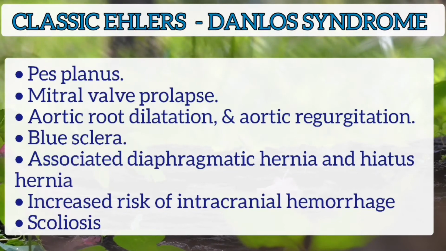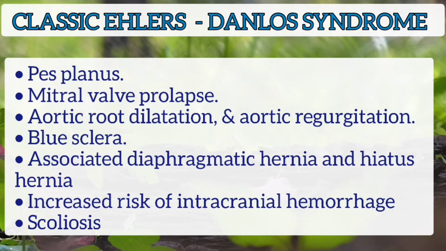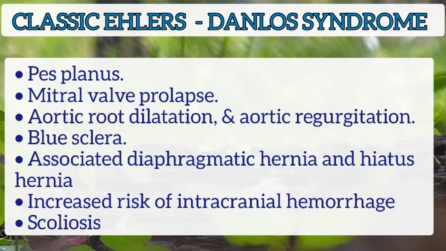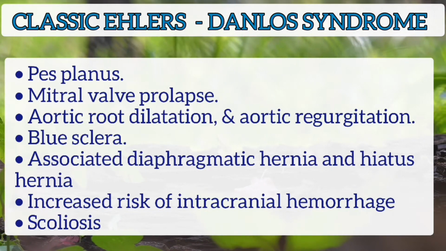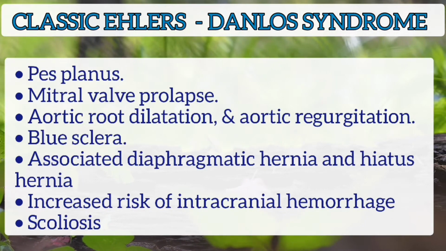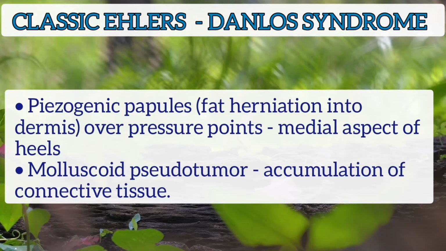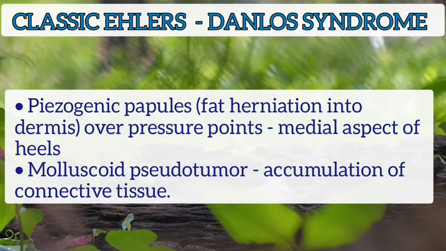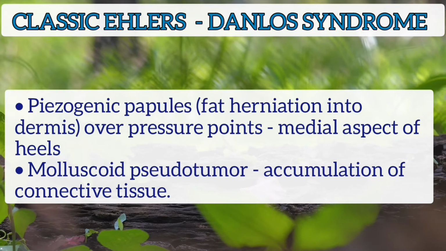Other features of the classic type include pes planus, mitral valve prolapse, aortic root dilatation and aortic regurgitation, blue sclera, associated diaphragmatic hernia, and hiatus hernia. There is increased risk of intracranial hemorrhage and scoliosis. In classic type, there may be pyogenic papules over the pressure joints. These are the fat herniation into the dermis, and they are particularly present on the medial aspect of the heels.